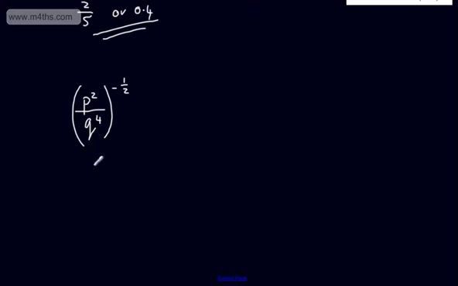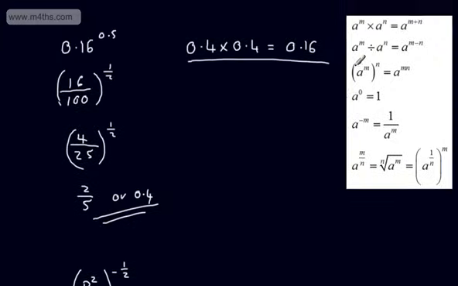So let's rewrite this. Let's write this as q to the power of 4, so I'm simply inverting the fraction, over p squared, and we're going to raise this to the positive 1/2. So all we're doing is using our rule. So if we think about it now, this goes back to the rule here.